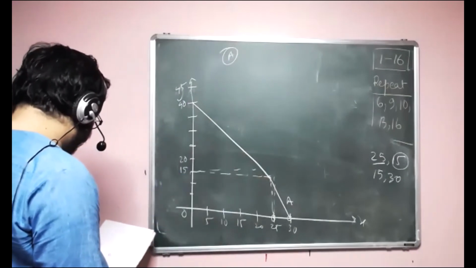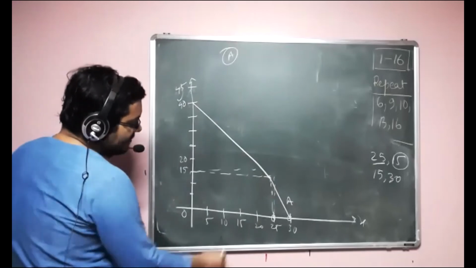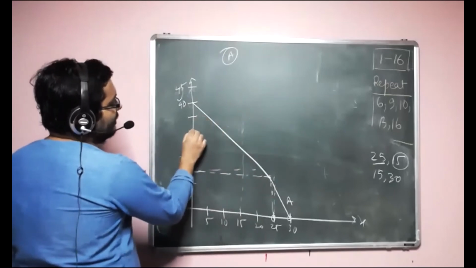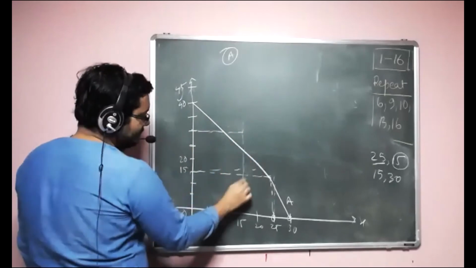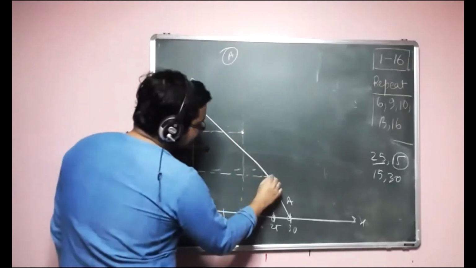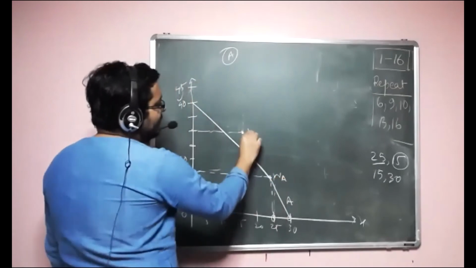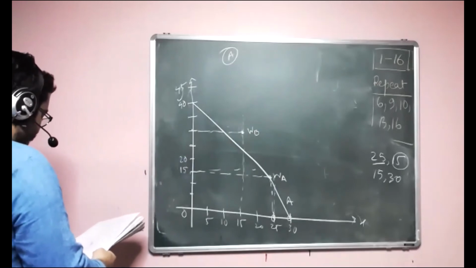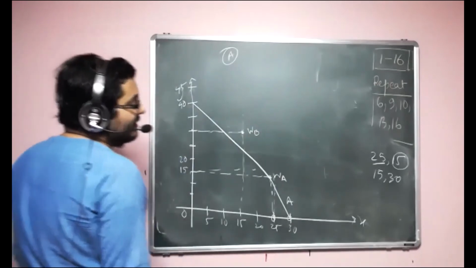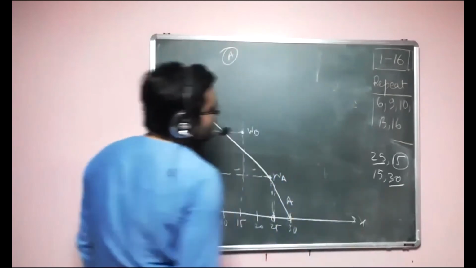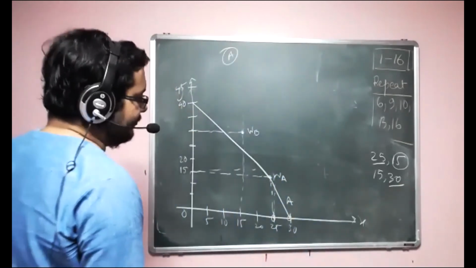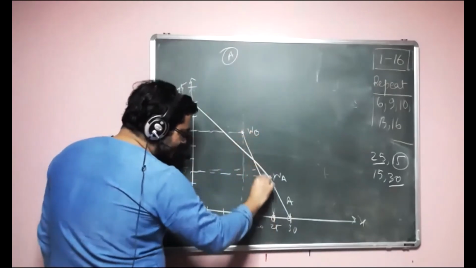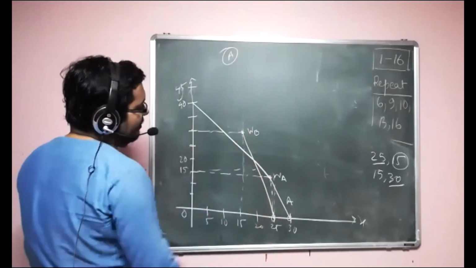For B, the starting point is 15, 30. So let's first go to that point. 15 and 30. So this is B's endowment point. So this is A's endowment point, right? And this is B's endowment point. So let's say if B spends all of his Y to buy X, then what will happen? You will get 30 rupees and that will bring you 10 more X. So you will reach 25. So this is the line for B.